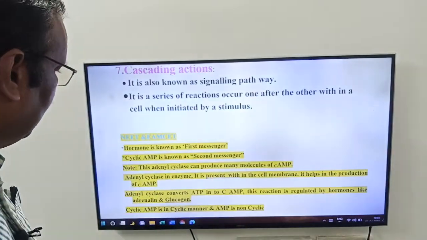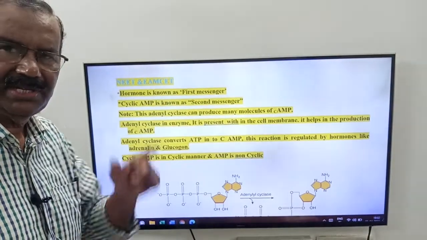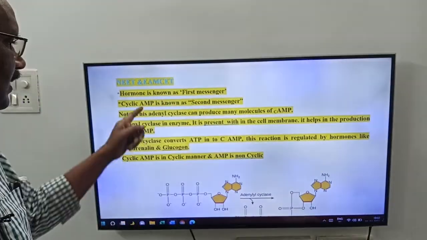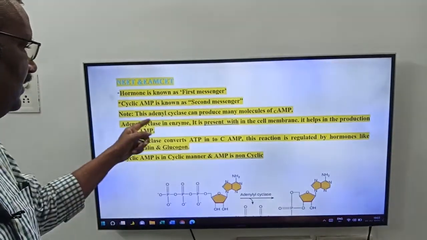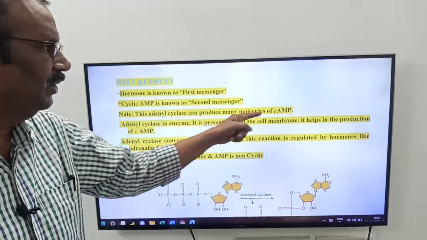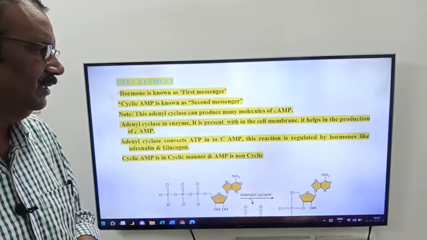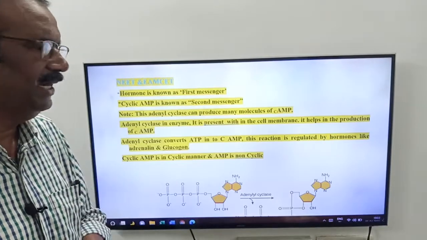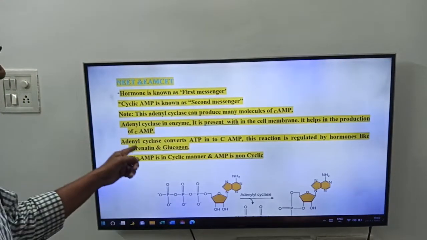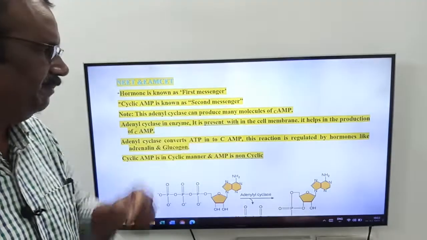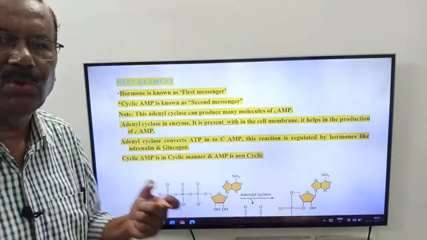Now come to some NEET and MCET bits, friends. Hormone is known as the first messenger, you have to remember it, friends. Cyclic AMP is known as the second messenger, friends. This adenylyl cyclase can produce many molecules of cyclic AMP. Adenylyl cyclase is an enzyme present within the cell membrane. It helps in the production of cyclic AMP. Adenylyl cyclase converts ATP into cyclic AMP. This reaction is regulated by hormones like adrenaline and glucagon.